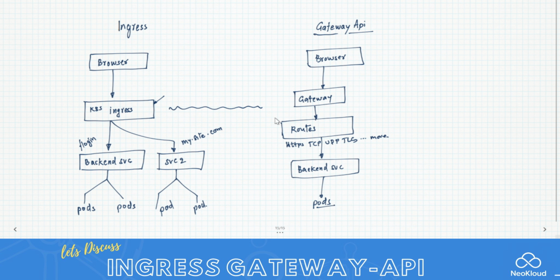You can have a Gateway. First you have to create a Gateway, and you have to define which controller you want to use, and from there it is a more declarative type of thing.